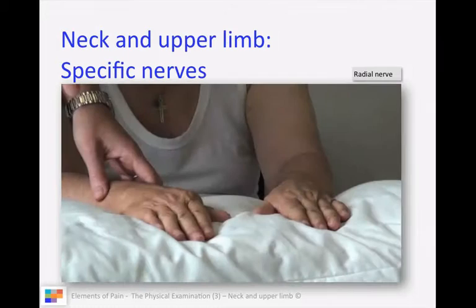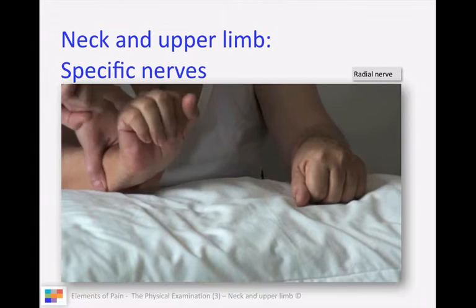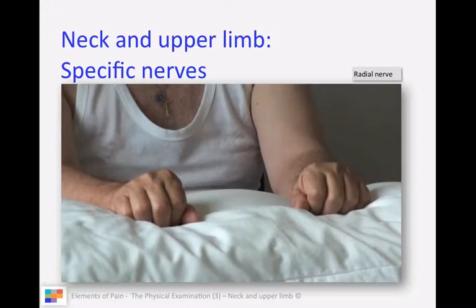Right, let's move on to the radial nerve. Just want to do a quick screener, wrist extension. You've got it in more detail in your handout, but again, just to remind you to do it, particularly brachial plexus lesions, say for example.